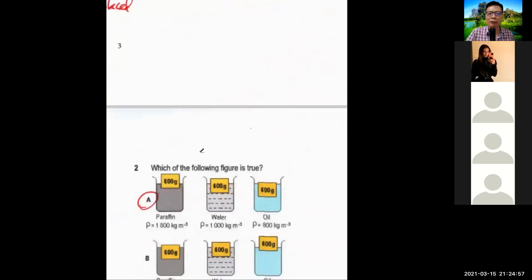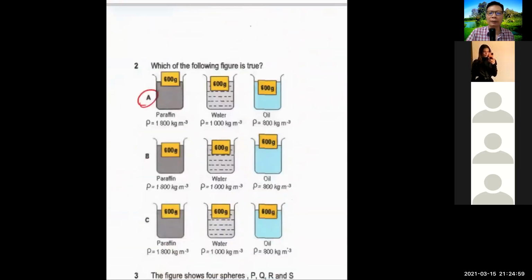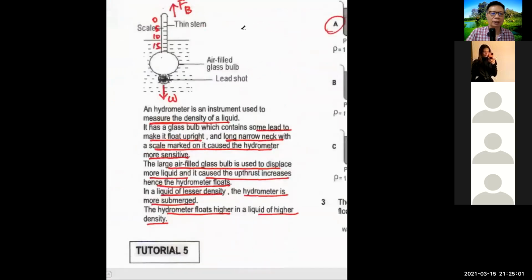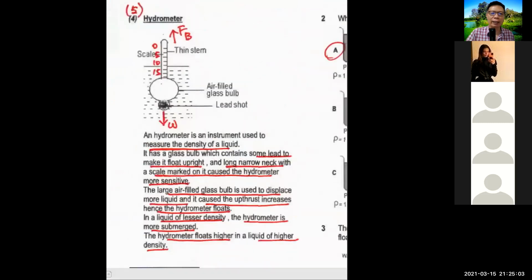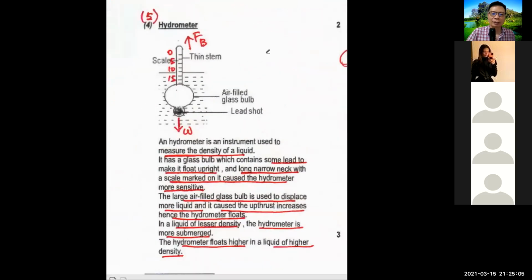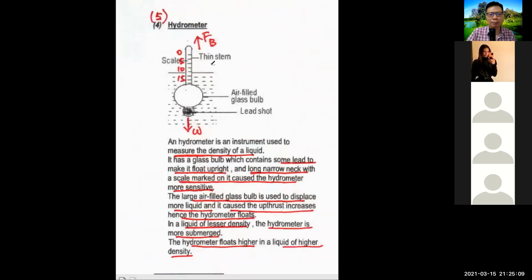Okay, now one more to go. Hydrometer. This thing I never understood, why in the SPM they ask many times about the hydrometer. It became very important in the SPM. Surprisingly, I don't know why this hydrometer became that important in the SPM.